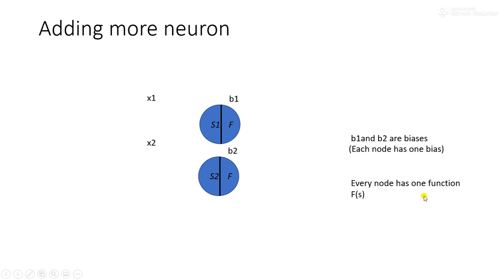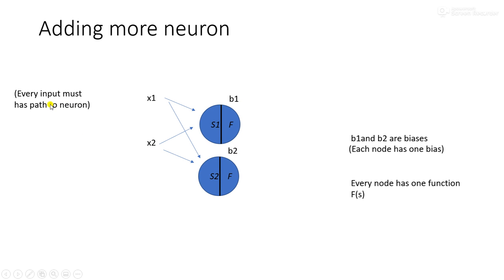So each node has one function f. This is the activation function f, and both are the same function, shared by the two nodes. The biases are two different values, b1 and b2. Okay, let's move.